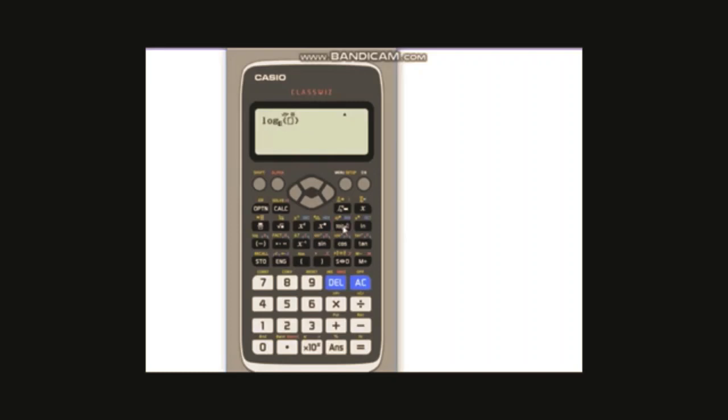Let's try another one. Let's do base 10 again. Oh, something went wrong there. Let's try again. So log base 10, and we're going to put 1,000 in this time. Again, I'm working in base 10, and I know 10 to the power of 3 gives me 1,000. So log of 1,000 should be 3.